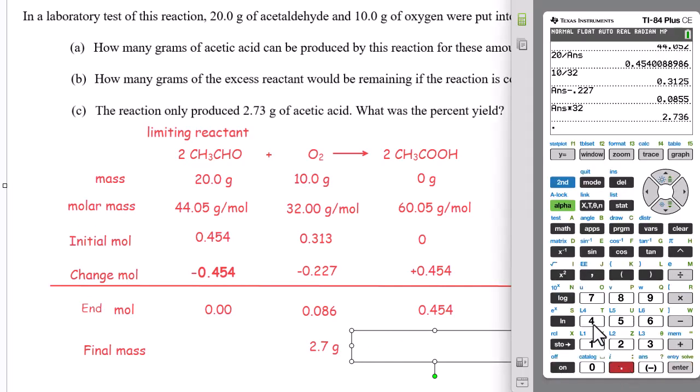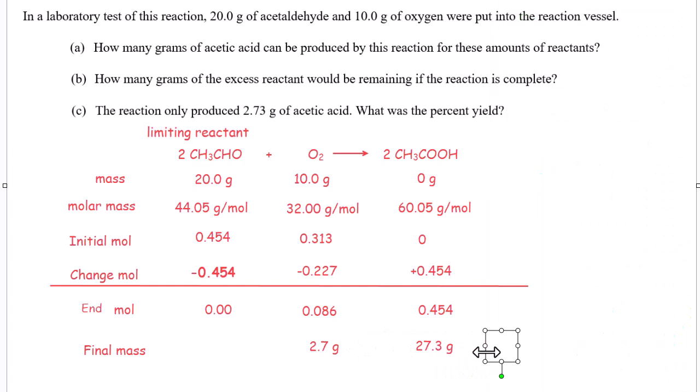I'm going to take my 0.454 and multiply it. And again, I wrote this down. You don't have to calculate it again. If you've got an ICE table, you can find things quickly and do your calculations flawlessly. 60.05. Let's see if this makes sense. I've got the numbers in right. There it is. 27.3 grams. 2.7 plus 27.3, 30 grams. When we're done, we got 30 grams.